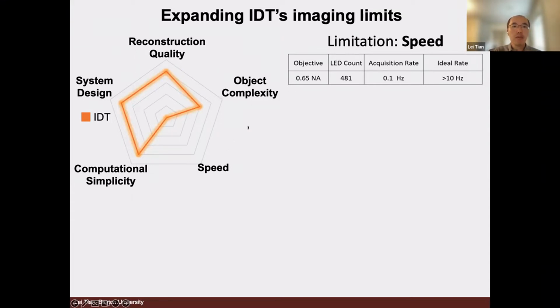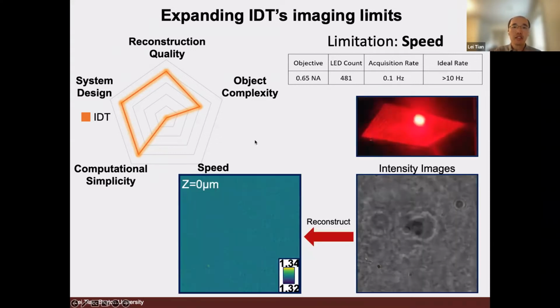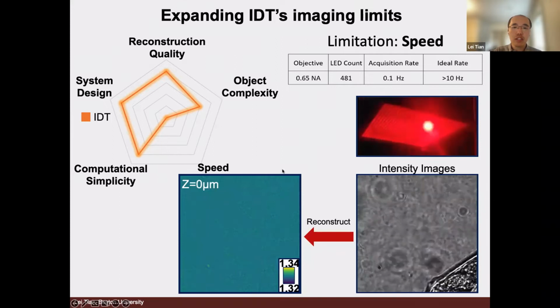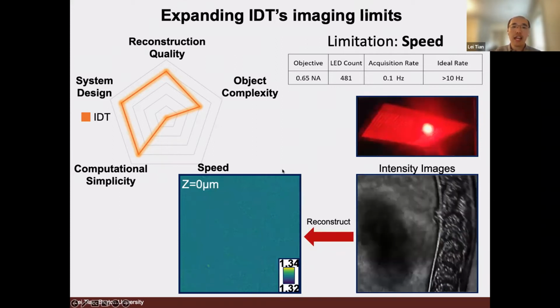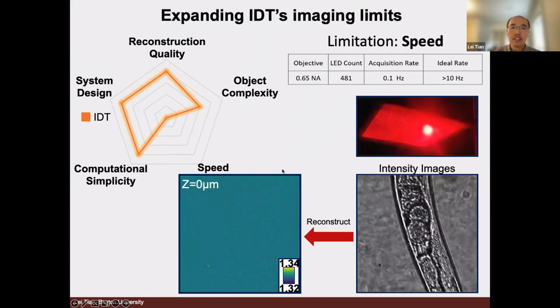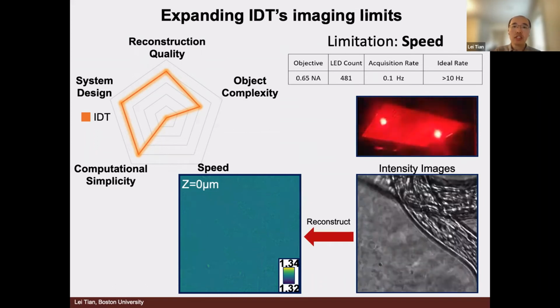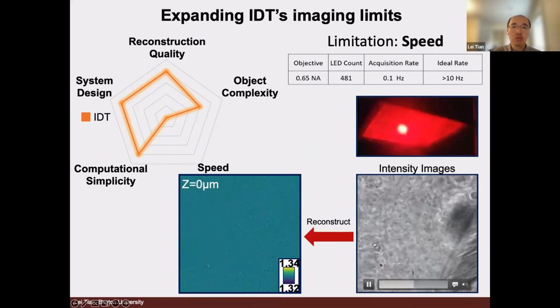But the problem with the first problem we want to tackle is that in the Gen 1 system, it requires taking almost 500 images. So it takes a while to capture that. If you look at this, this is one of the data we wanted to capture. This is live C. elegans without any anesthesia. So you can see that as we scan through, the things will move around.